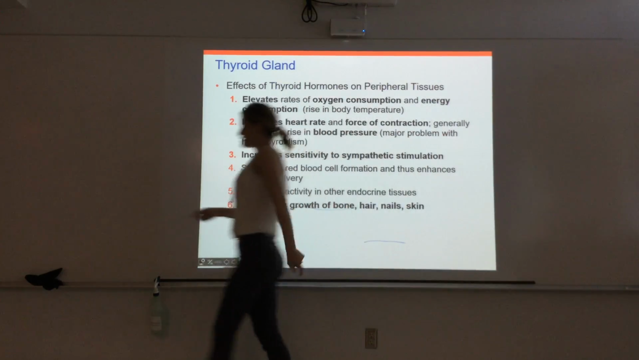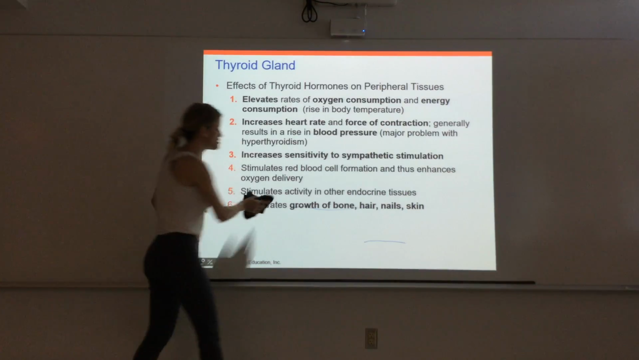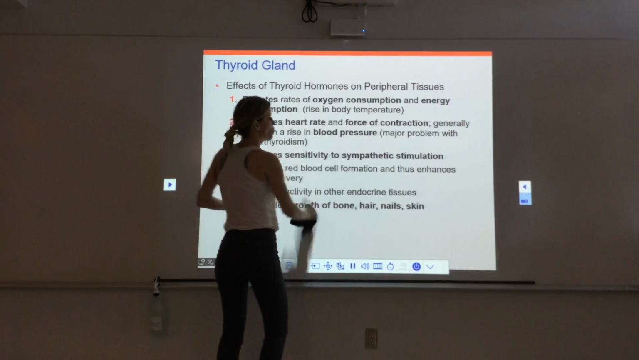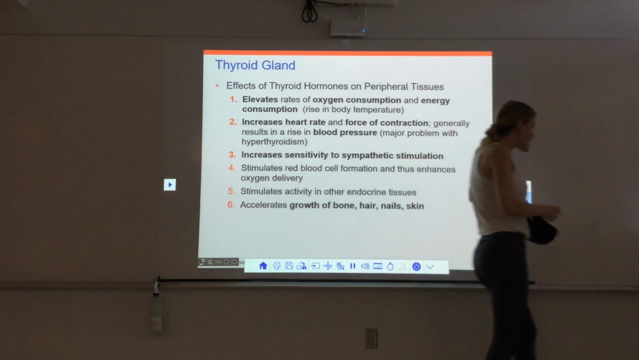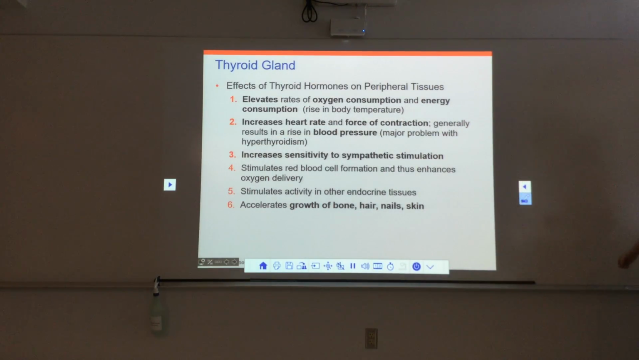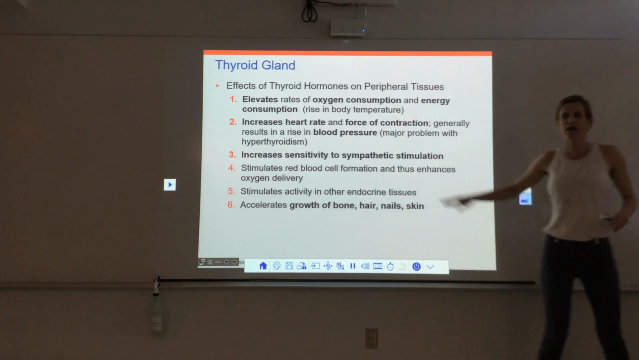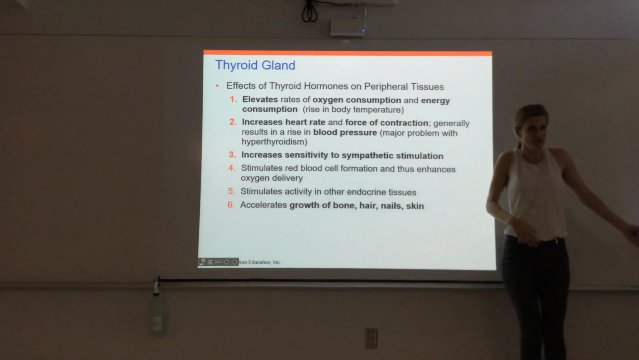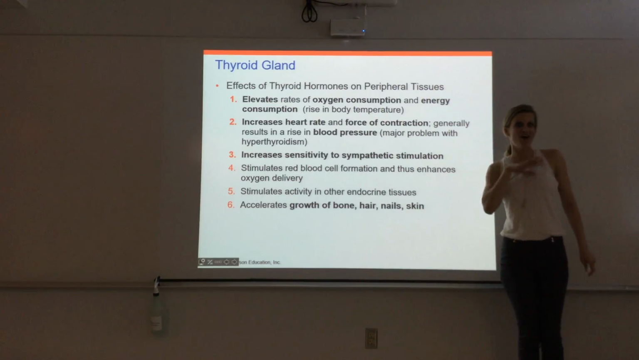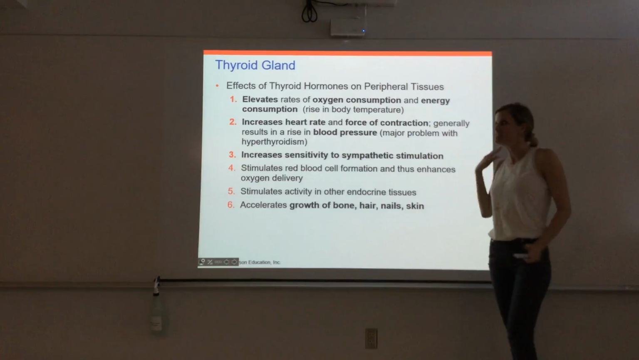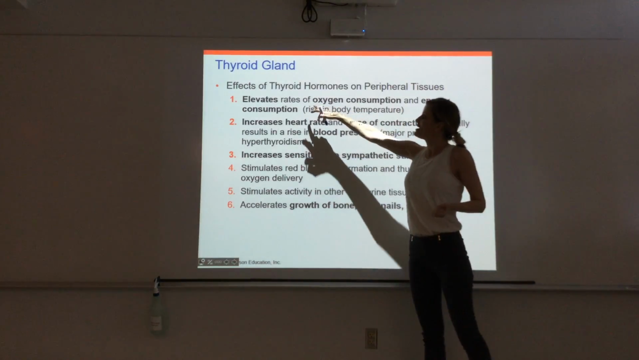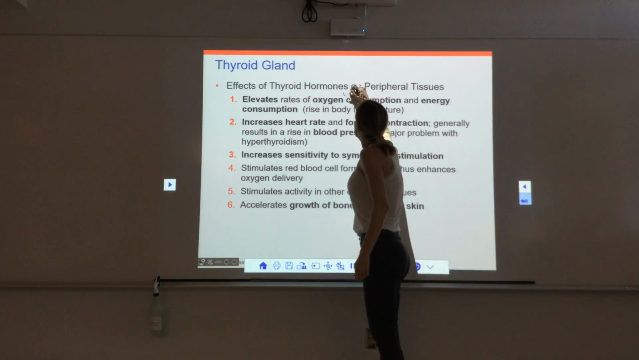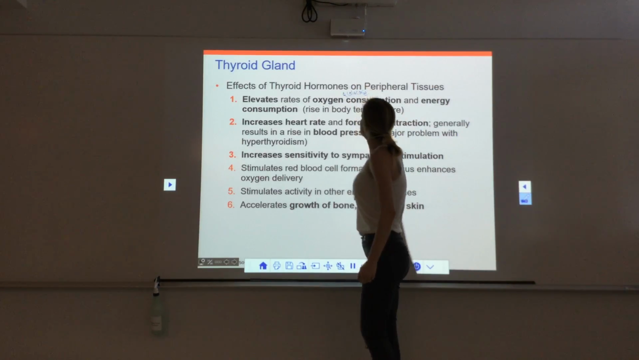Here we have all of the specific effects of thyroid hormones. Again, it kind of varies depending on what cells and what tissues we're looking at. But if you remember that thyroid hormones are stimulatory, you can kind of make sense of everything else, right? You can think, is this stimulatory or is this slowing something down? If it's slowing down, it's not the thyroid hormones. Okay, they're very stimulatory. So we said it elevates the rate of oxygen and glucose consumption.